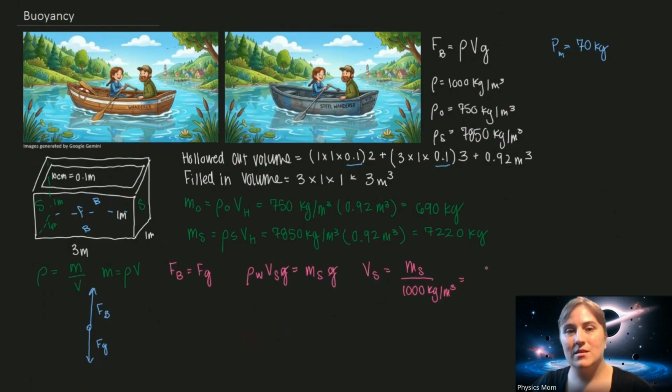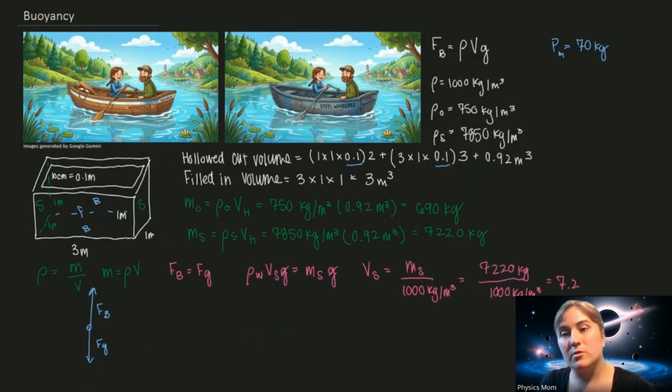The mass of the steel boat, if it's the same thickness as the wooden boat, is 7,220 kilograms divided by the 1,000 kilograms per meter cubed. I get about 7.2 kilograms, or not kilograms, sorry, meters cubed.